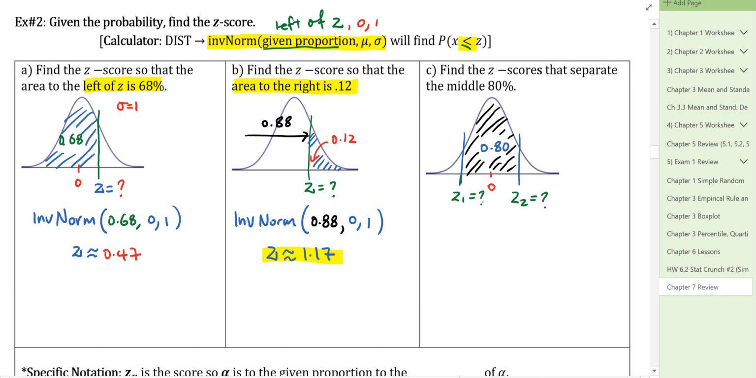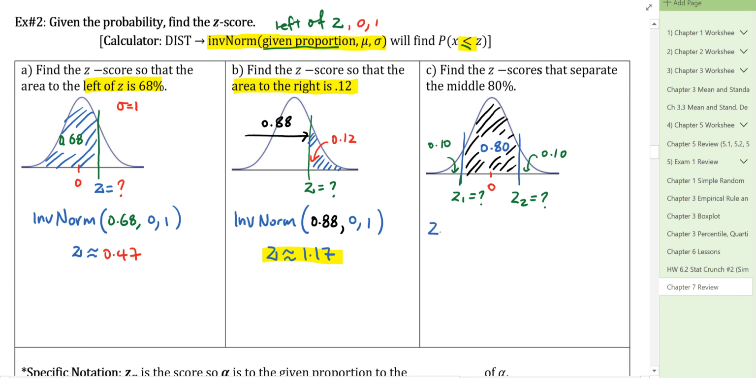So again, if the middle is 80%, that means it's symmetrical here. The left area should equal the right area. The left area and right area added together are going to be 20%, because 0.2 plus 0.8 is going to give me 1, which is 100%. So I'm going to do 1 minus 0.8, which gives me 0.2. 0.2 divided by 2 gives me 0.1. So each tail here is 0.1. So I'm going to find z1 first.